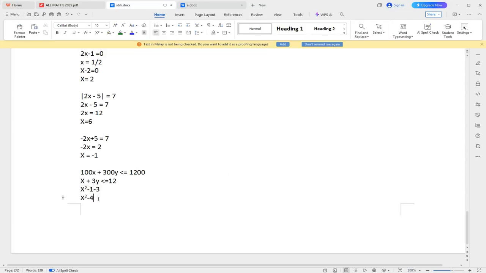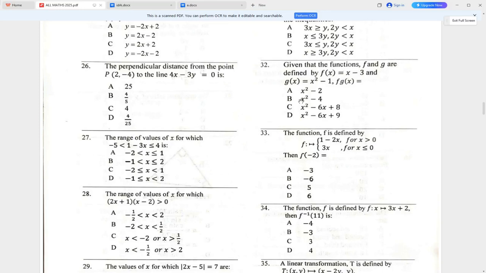That's x squared minus 4. This is our f of g of x. And looking at the possible answers, we have B for question 32. Now question 33. The function f is defined by this.